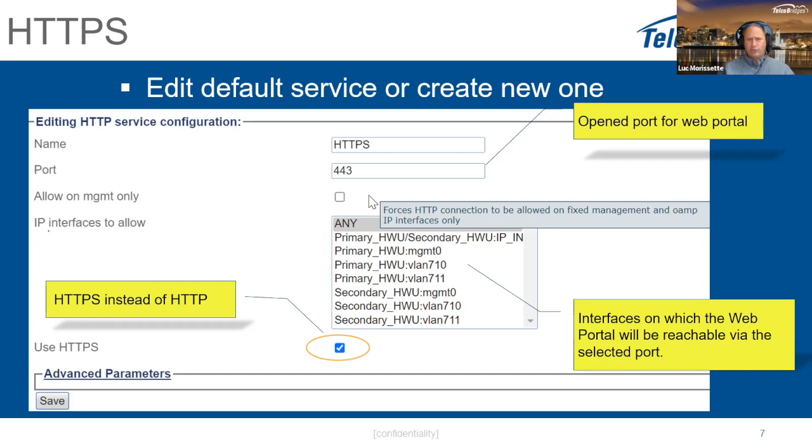Then you can choose which interfaces are allowed to connect to the web interface. By default, it is set to any. I think this is still set to any. If you want to be reachable only by the management ports, you can just click this here, or you can choose which interfaces could access the web portal. So you just need to be a bit careful here, because once you activate this configuration, you won't be able to access the web portal from any interface, only from the ones you have selected in this list.